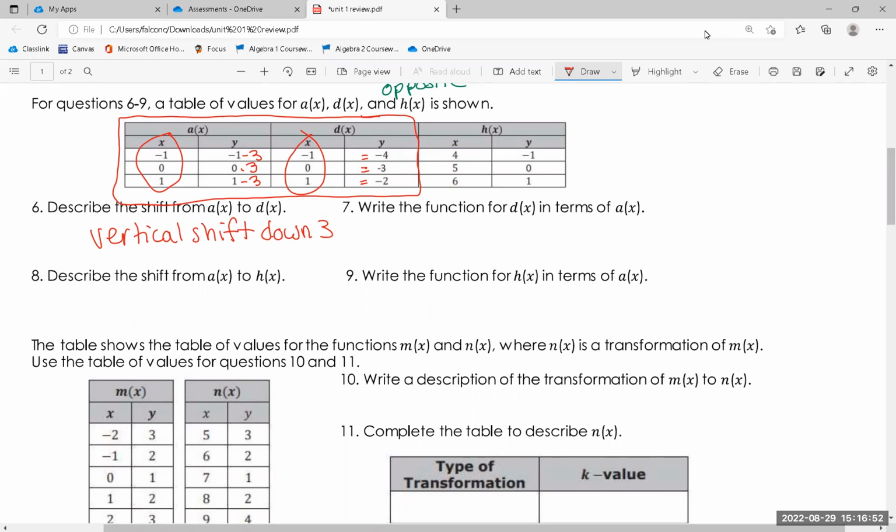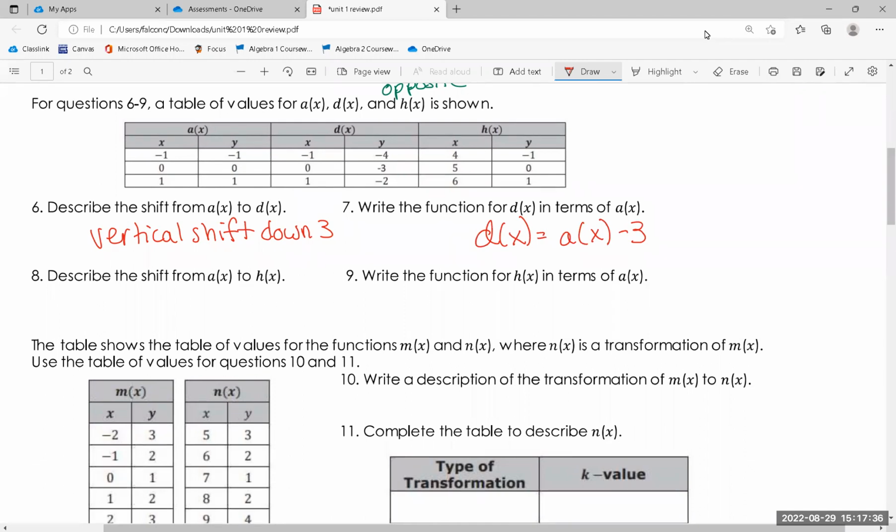If we're affecting our y values and subtracting the same thing, we're going down 3 units. Now if we wanted to write the function for d of x in terms of a of x, d of x is our new function, and that always goes first. Since this is a vertical shift, we're on the outside of the parentheses, and we do what we think it should be. Remember, horizontal shift is the opposite, but with vertical shifts it is exactly what we think it should be. So we're subtracting the 3 on the outside of the parentheses. We're taking a of x and subtracting 3 from all those y values.